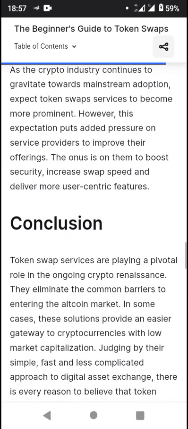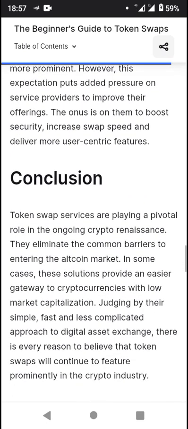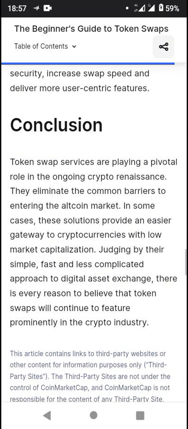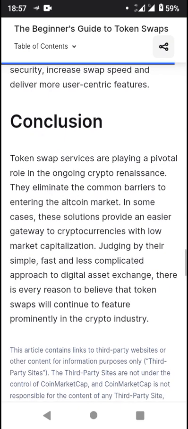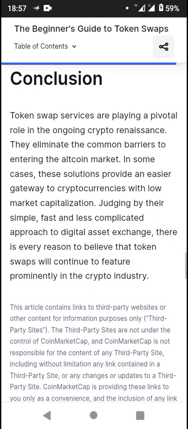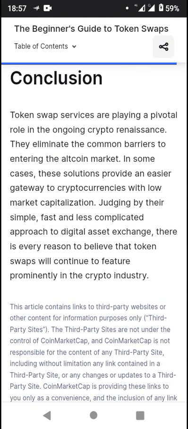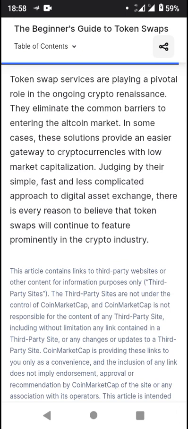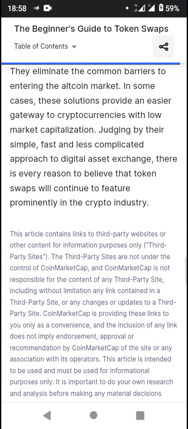So, in conclusion, token swap services are playing a pivotal role in the ongoing crypto renaissance. They eliminate the common barriers to entering the altcoin market. In some cases, these solutions provide an easier gateway to cryptocurrencies with low market capitalization. Judging by their simple, fast, and less complicated approach to digital asset exchange, there is every reason to believe that token swaps will continue to feature prominently in the crypto industry.